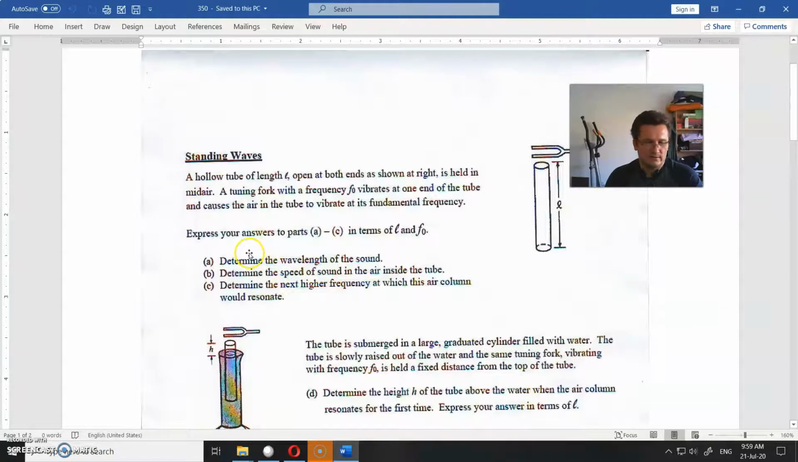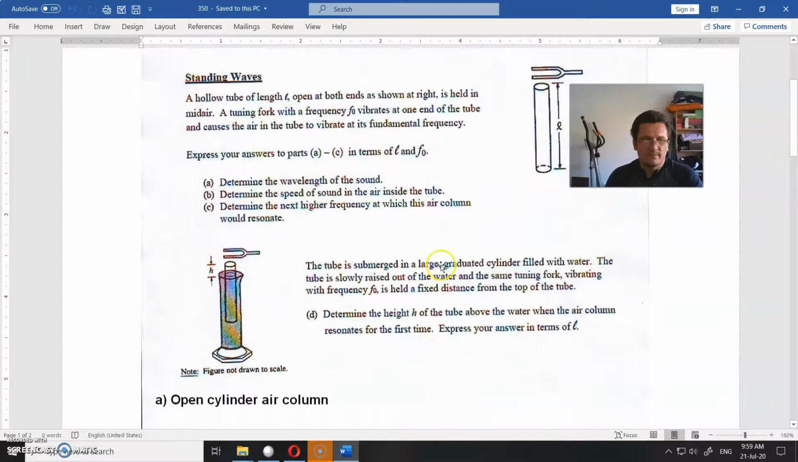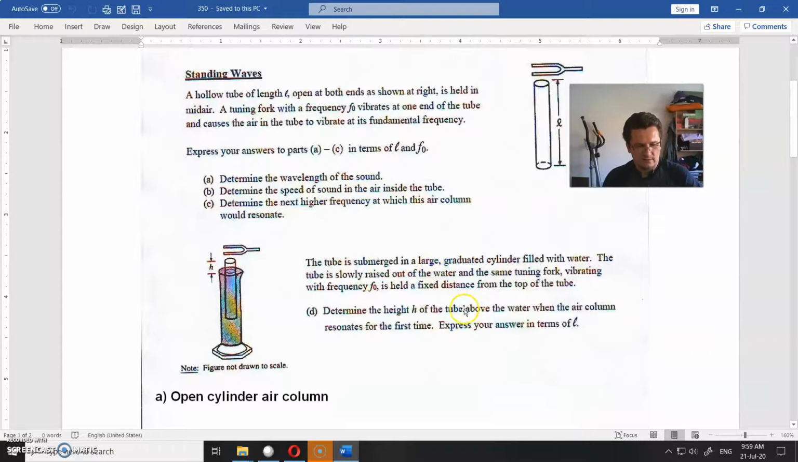So I told you how to do A and B. For C and D, you could do it yourself, or for the complete literal answer, please follow the link in the description.